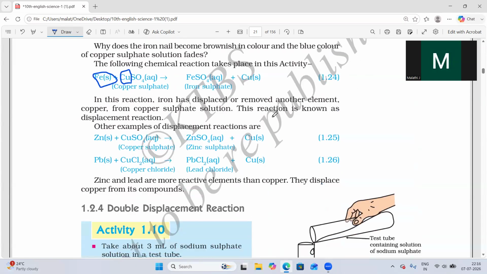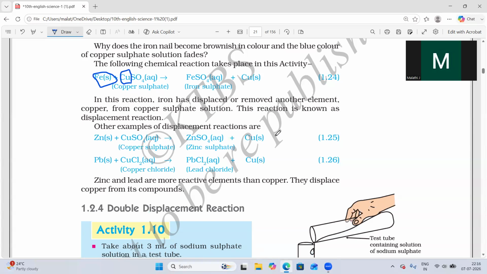That is one example. When you take zinc and keep it in a copper sulfate solution, what will happen? Zinc will replace copper. It will become zinc sulfate and copper will be separated. Is this reaction possible? That is why you have to know which metals are more reactive and which are less reactive.